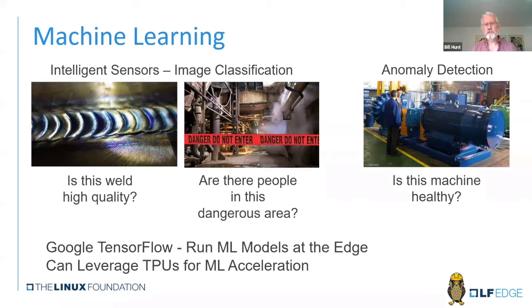The ML engine that we use inside Fledge is Google's TensorFlow, which is the most popular ML engine in the world. And it also happens to be open source. And so TensorFlow has a version called TensorFlow Lite that's specifically designed for the edge. So you can run these ML models out at the edge. And also Google makes some specialized hardware for ML acceleration called TPUs. And Fledge can also leverage those so that you have high performance ML out at the edge.